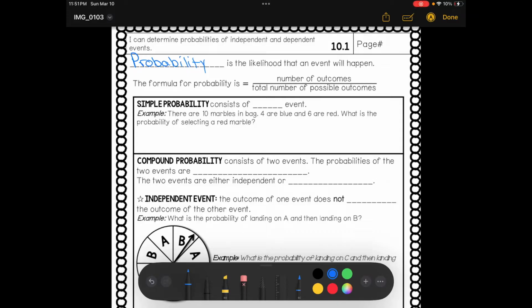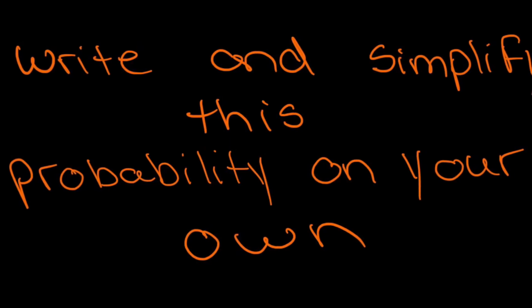Let's review simple probability. Simple probability consists of one event. Here's an example of simple probability. There are 10 marbles in a bag. 4 are blue, 6 are red. What is the probability of selecting a red marble? So, what is the P of red? Remember, that's how we write probability of red. Well, we know there are 10 total marbles. 6 of them are red.